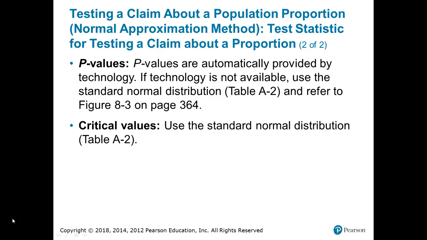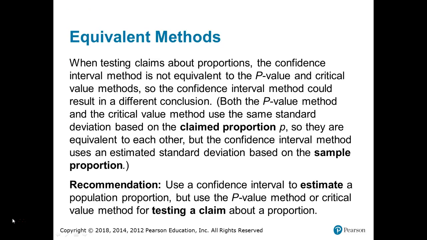P-values are automatically provided by technology. If it is not available, then you can use Table A2 and refer to Figure A3 on page 364. And then for critical values, you can use a standard normal distribution from Table A2. Remember, there are two ways that we are going to be solving these.